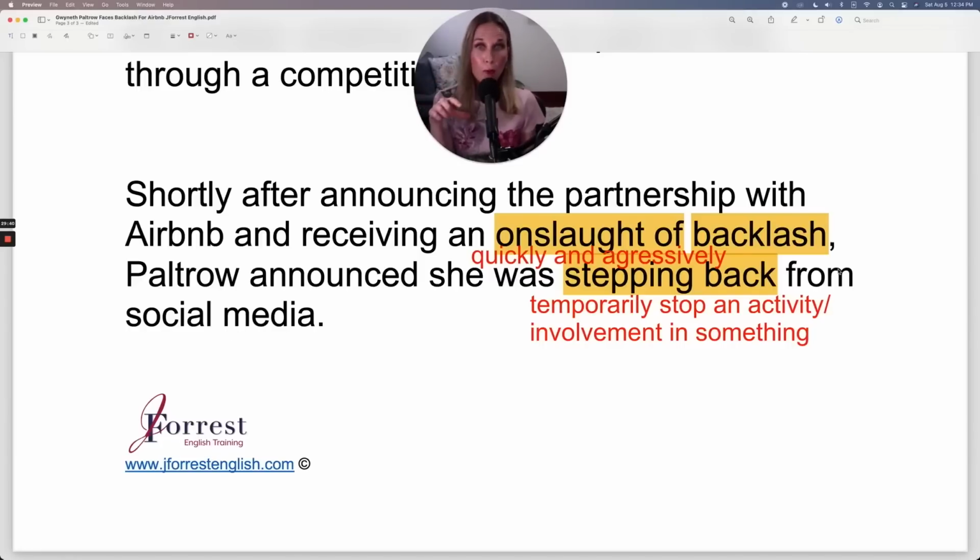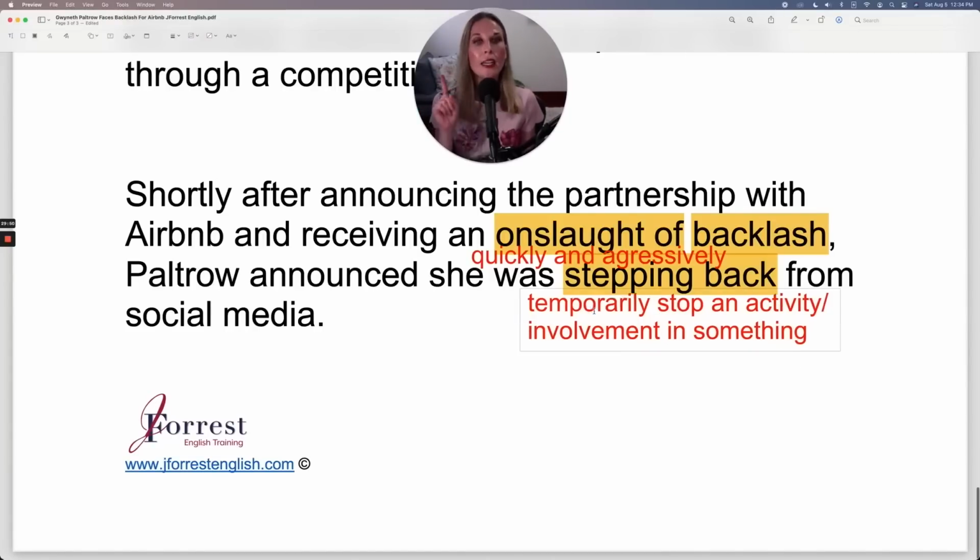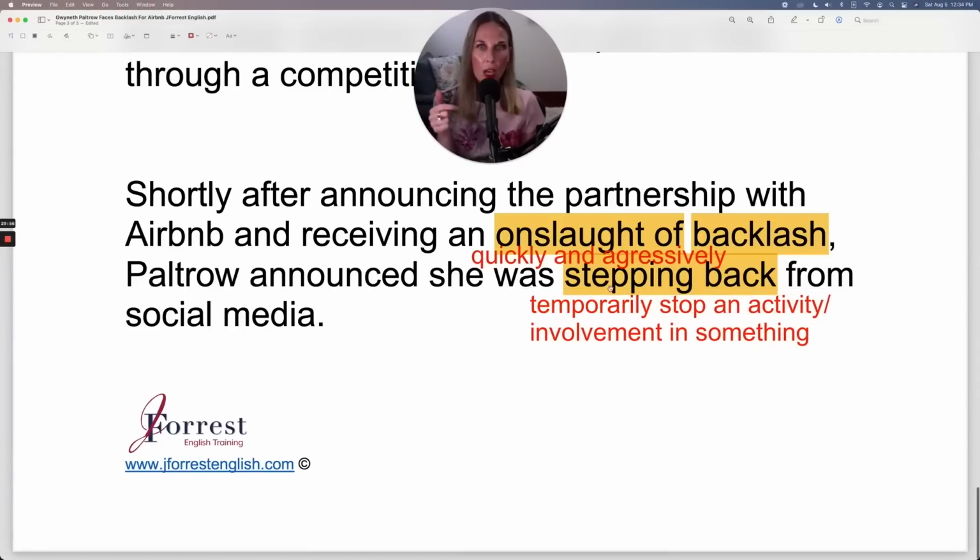When you step back from something or from an activity, it means that you stop that activity or you stop your involvement in that activity, but it's temporary. So you only temporarily stop. So for a period of time, I don't know how long, a day, a weekend, a week, a month, I'm not sure, she's going to stop using social media. But she'll be back on social media after a period of time because she's just stepping back from social media.